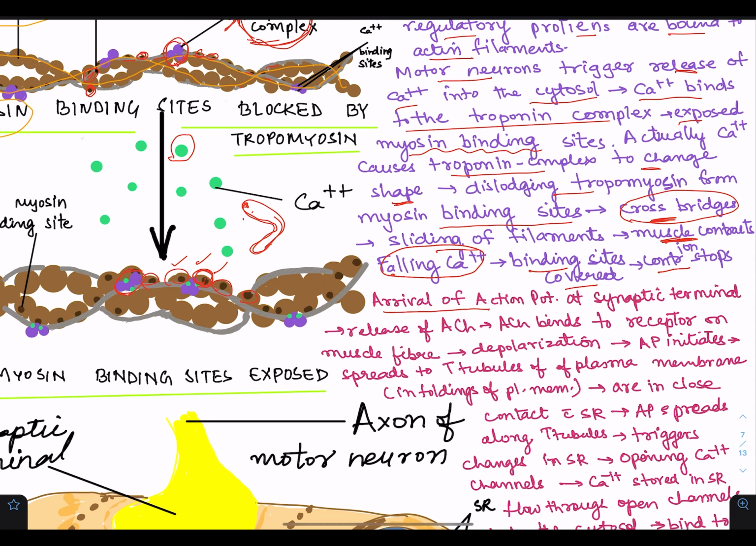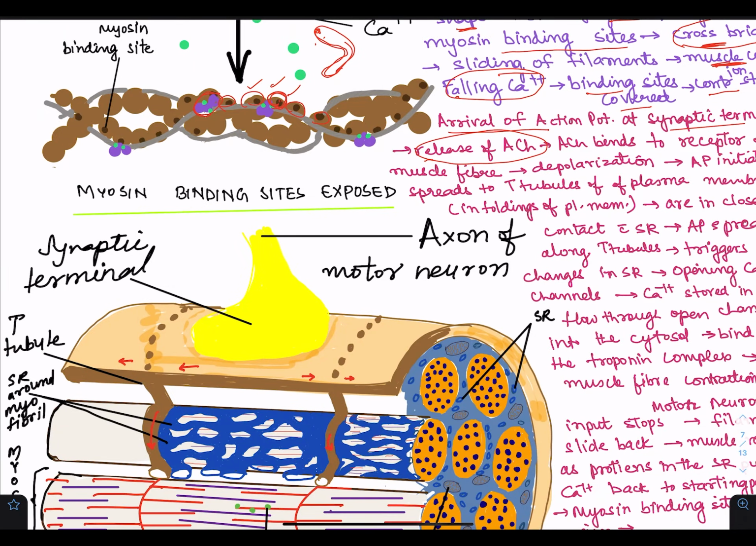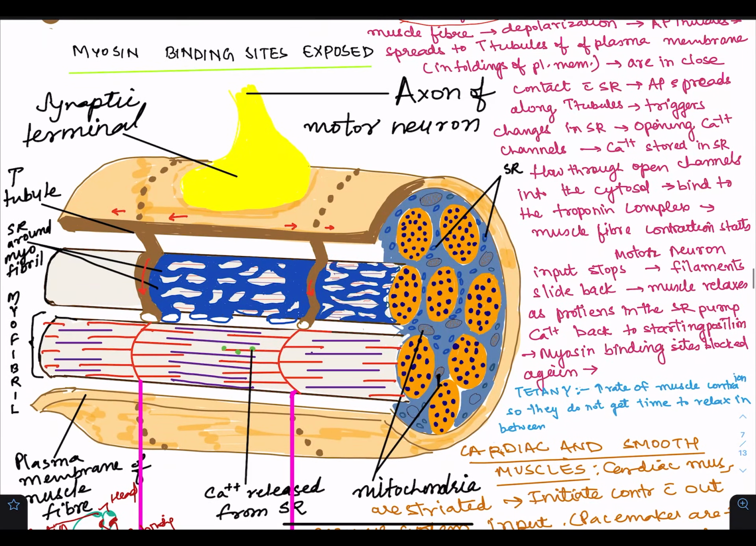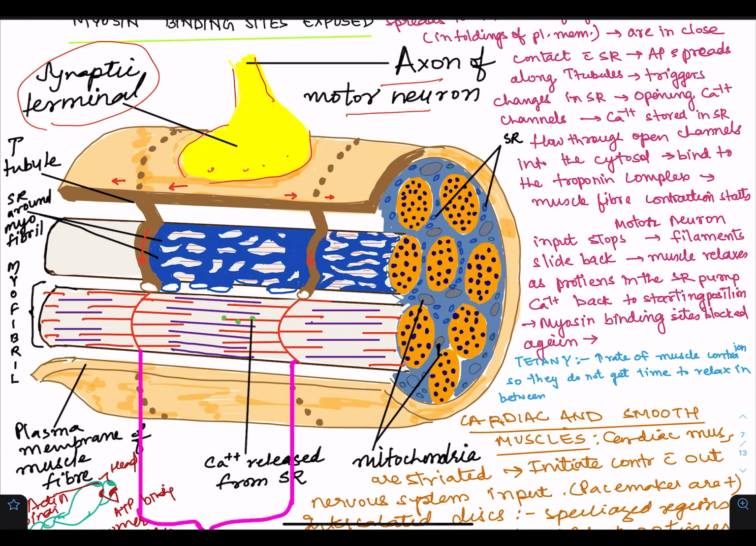Arrival of an action potential at the synaptic terminal causes release of acetylcholine. Now we look at this diagram first to appreciate this. See, this is a synaptic terminal, and this is the axon of a motor neuron, right? And this is a single myofibril. This is again a myofibril. And what is this? The plasma membrane. This is the plasma membrane of the muscle fiber.